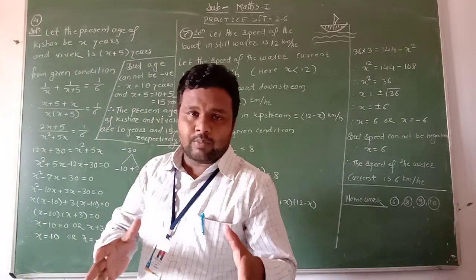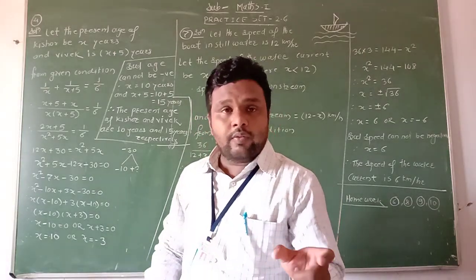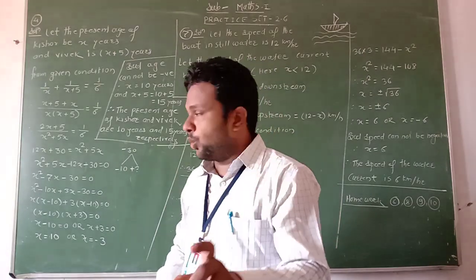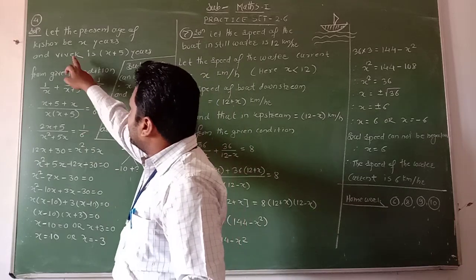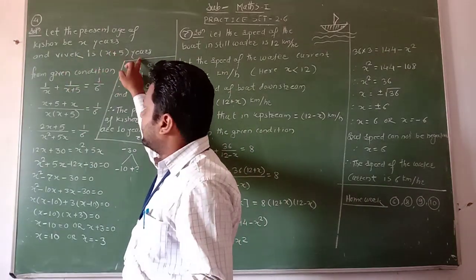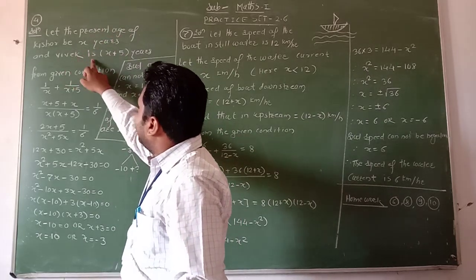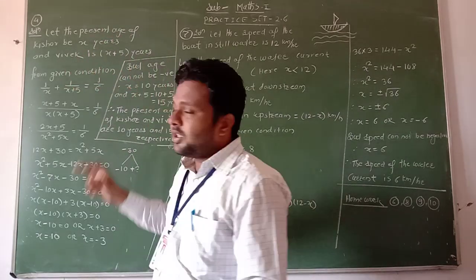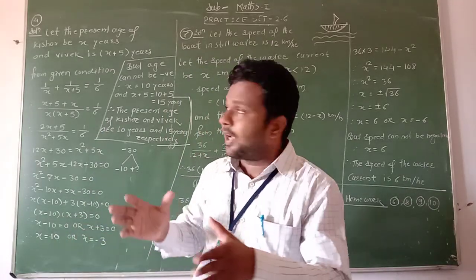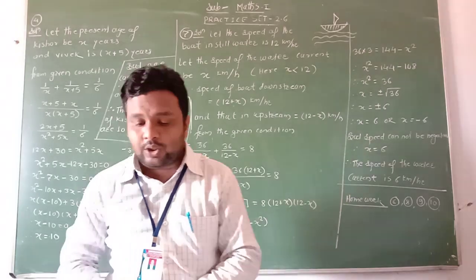Kishore का age हमने x year consider किया. And what is given? Vivek is 5 years older than Kishore. Therefore, the present age of Vivek is what? x plus 5 years. Kishore's age is x years and Vivek's age is x plus 5 years because Vivek is 5 years older than Kishore. Now, what is the condition given in this question?